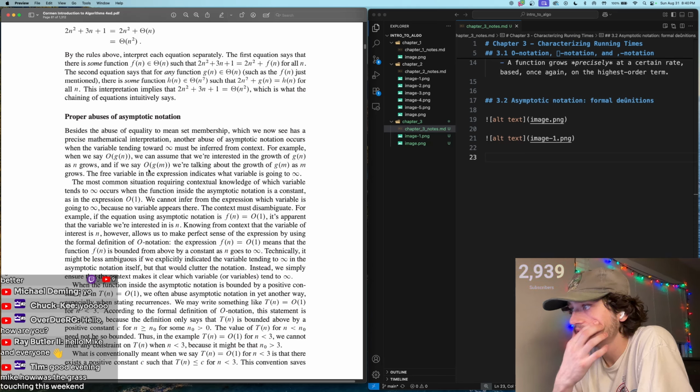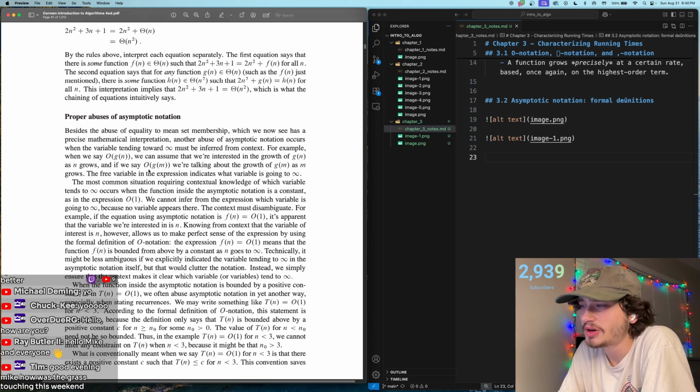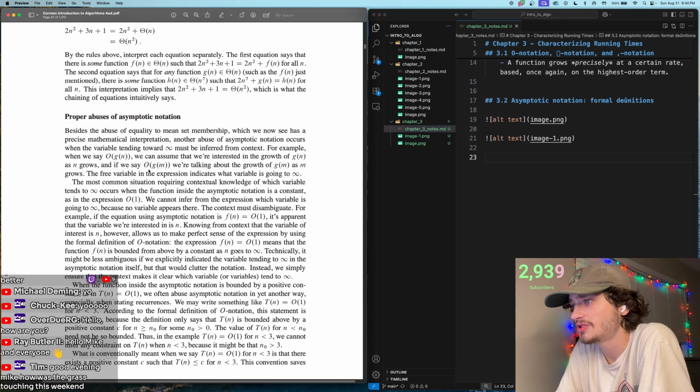Knowing from context that the variable of interest is n, however, allows us to make perfect sense of the expression by using the formal definition of O notation. The expression f(n) = O(1) means that the function f(n) is bounded from above by a constant as n goes to infinity. Technically, it might be less ambiguous if we explicitly indicate the variable tending to infinity in the asymptotic notation itself, but that would clutter the notation. Instead, we simply ensure that the context makes it clear which variable or variables tend to infinity.